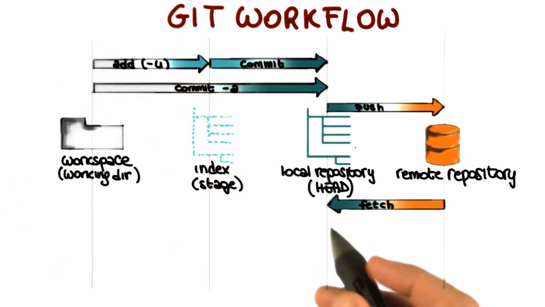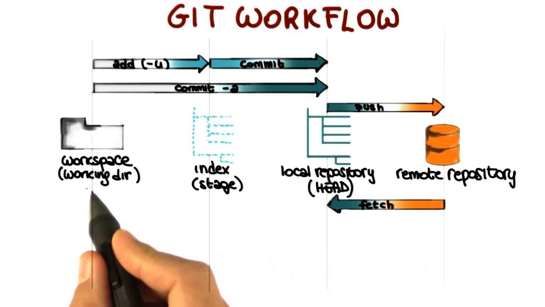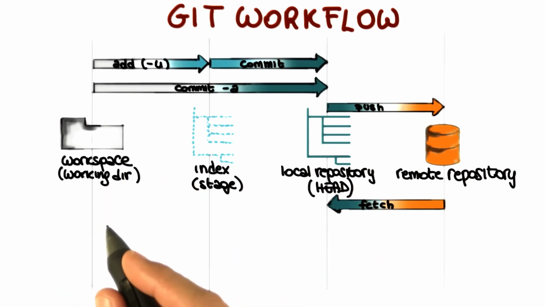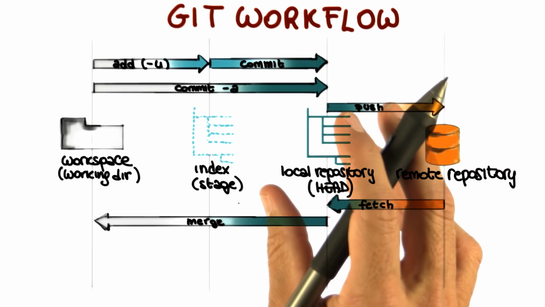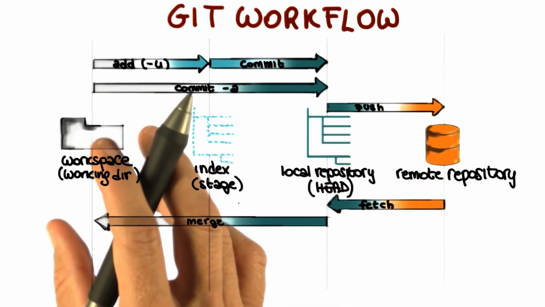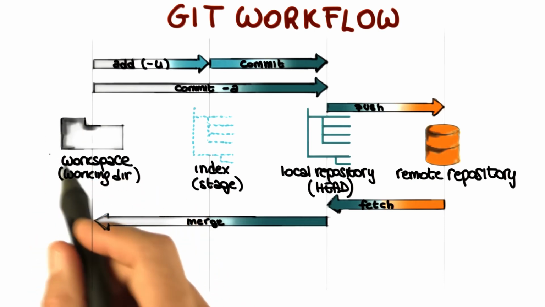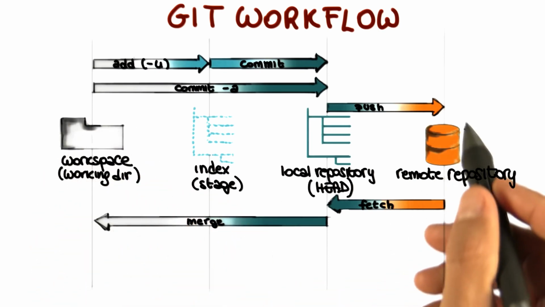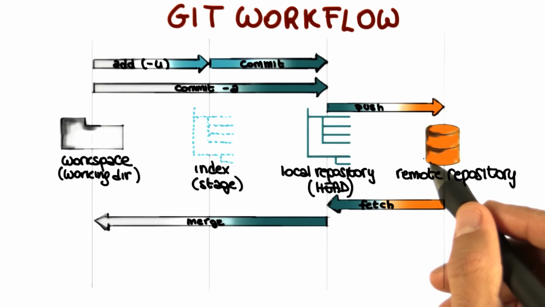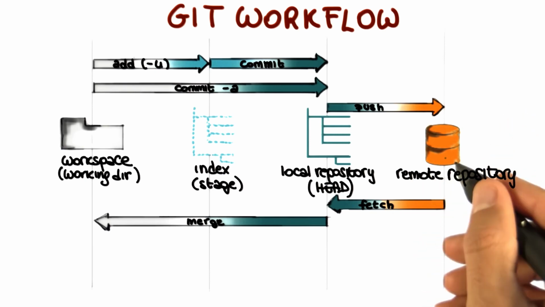In order to get the updated files from the local repositories to your workspace, you have to issue another command, which is the command git merge. Git merge will take the changes in the local repository and get them to your local workspace. So at this point, your files will be updated to what is in the remote repository, or at least to what was on the remote repository at the time of the fetch.